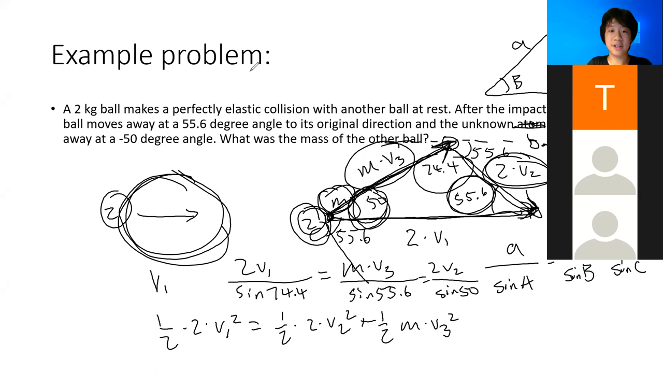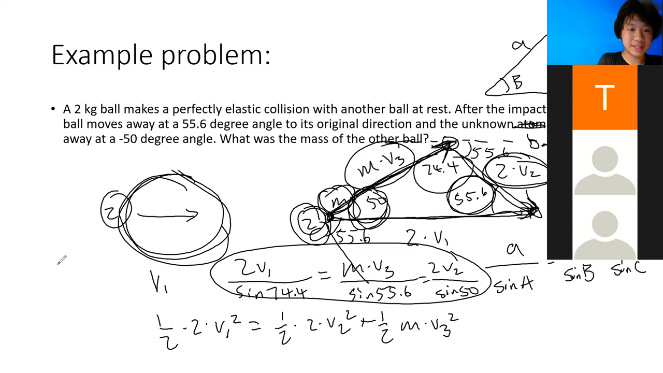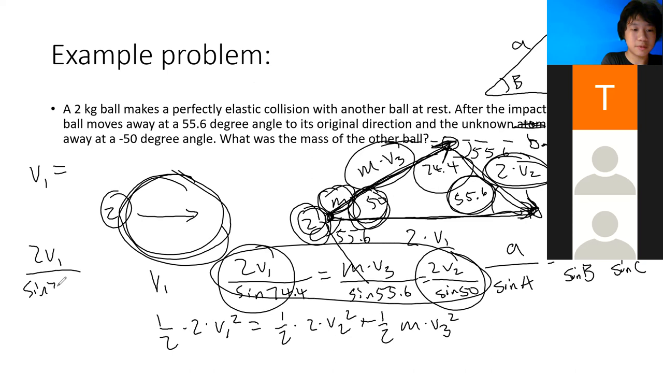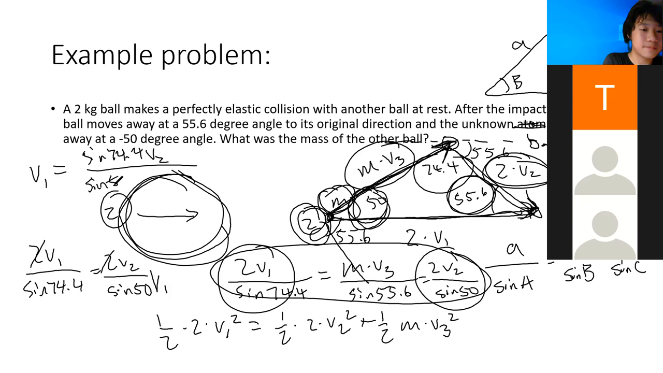What we do is now we use the conservation of momentum equation to represent each of V3 and V2 in terms of V1. Okay, so we can set V1 as equal to some kind of combination of V2. So let's use these two, 2V1 over sine of 74.4 equals 2V2 over sine of 50, right? This is an equation. So V1 will equal sine of 74.4 V2 over the sine of 50. All right, so now we've represented V1 in terms of V2.